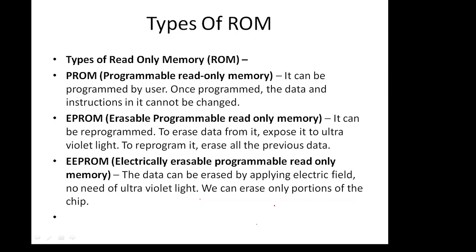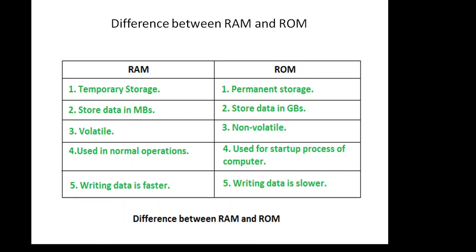The data can be erased by applying an electric field. Without this electric field, we can't erase the data. Here we do not make use of ultraviolet rays, and we can erase only portions of the chip. So these are the different types of ROMs: PROM, EPROM and EEPROM. This is how we have different types of ROMs.